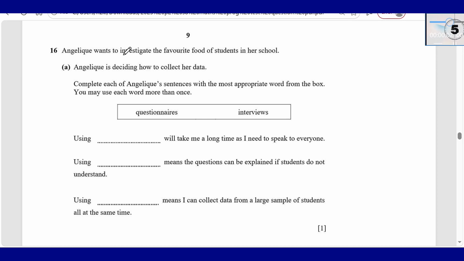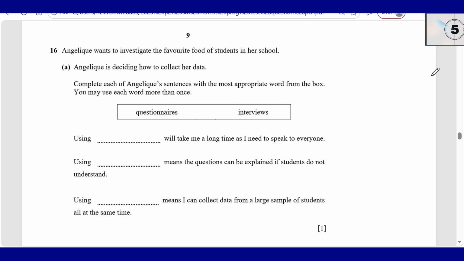Okay, guys, 16. Angelique wants to investigate the favorite food of students in her school. A. Angelique is deciding how to collect her data. Complete each of Angelique's sentences with the most appropriate word from the box. You may use each word more than once. It's questionnaires or interviews. Using blank will take me a long time as I need to speak to everyone. Using blank means the question can be explained if students do not understand. Using blank means I can collect data from a large sample of students all at the same time. So time is given. When the timer returns to 0, we'll reveal the answer.